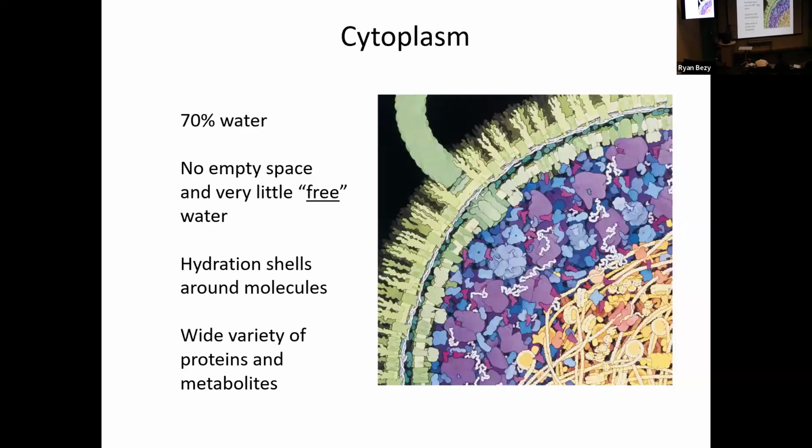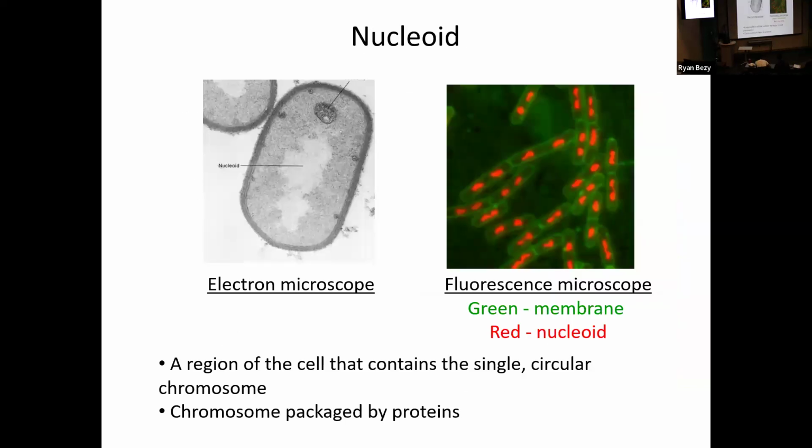All right, what else is inside of that cytoplasm? We have nucleoids. Again, we just talked about this, but this is a region of the cell that contains a single circular chromosome of prokaryotes. And that chromosome, that DNA, gets packaged up and wrapped around proteins. It is an organized structure.